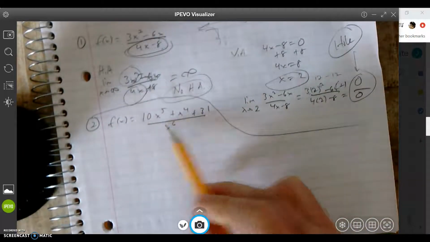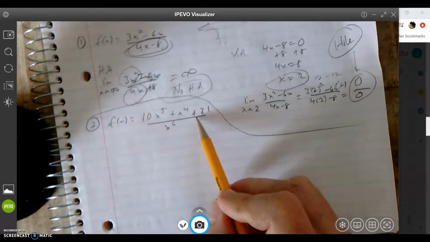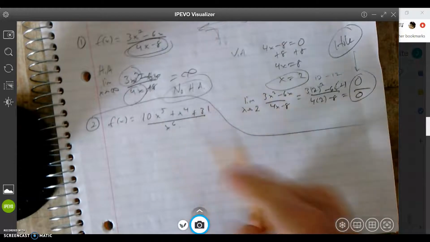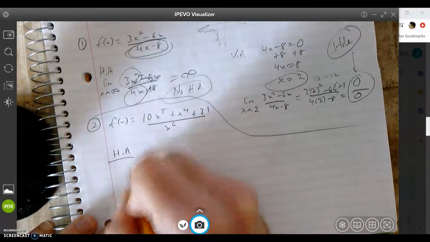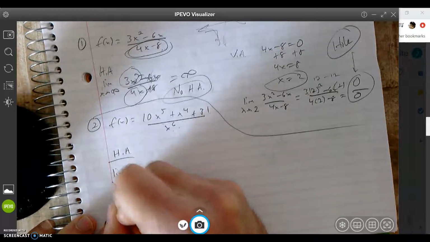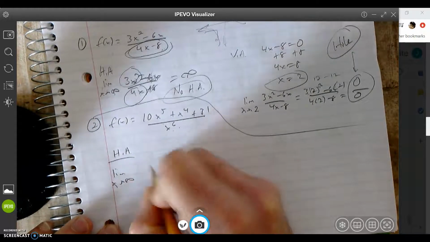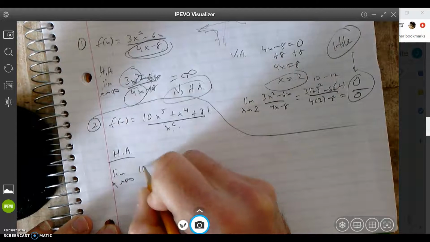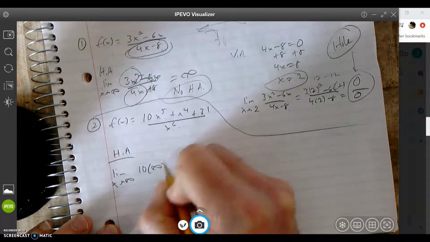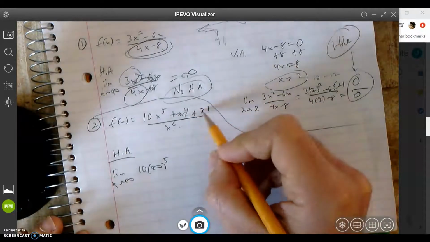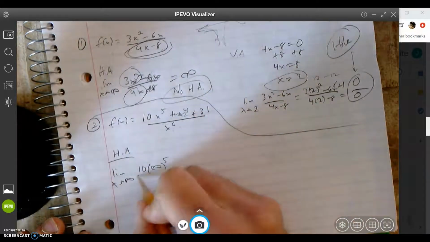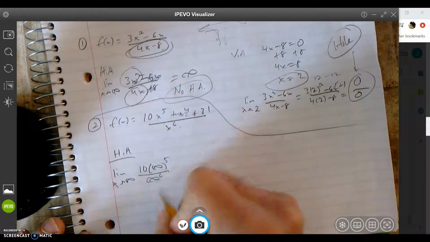So f of x equals (10x to the 5th plus x to the 4th plus 31) divided by x to the 6th. Okay, so horizontal asymptotes, let's see. The limit as x approaches infinity. So that's going to be 10 times infinity to the 5th, and then the rest is going to be negligible because it's not going to even compare to how big this number is, divided by infinity to the 6th.